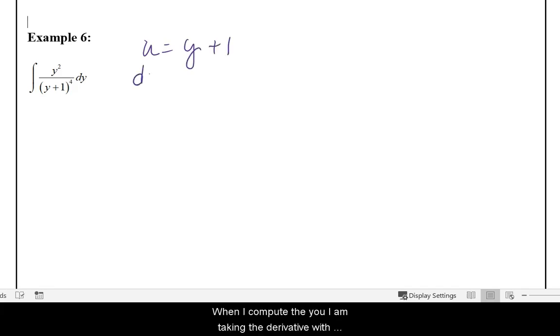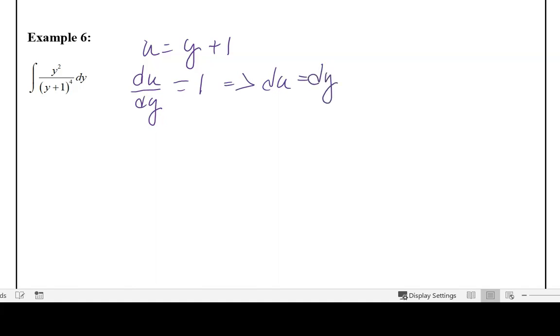When I compute du, I am taking the derivative with respect to y. Keep that in mind. That gives me 1, and abusing the notation leads me to write that du equals dy. Now when I substitute, remember that this part became the u, so I have u to the 4th in the denominator. Then I have dy replaced with du. The problem is the y squared.